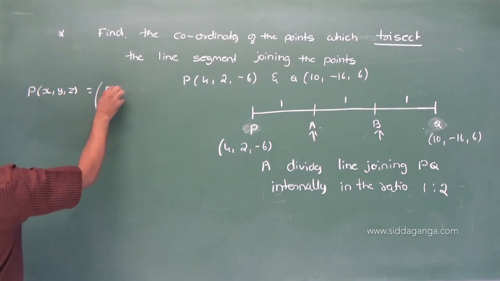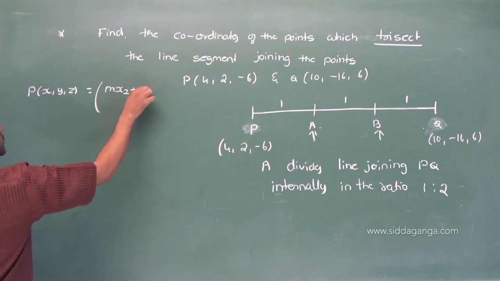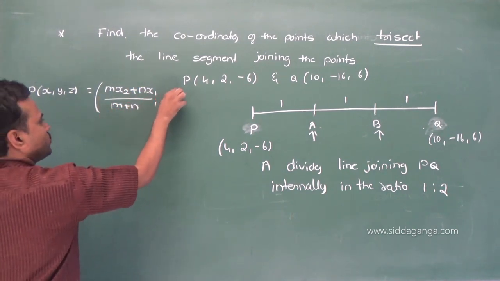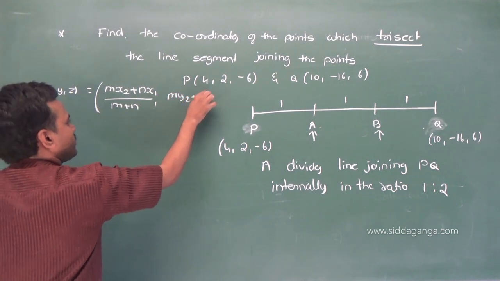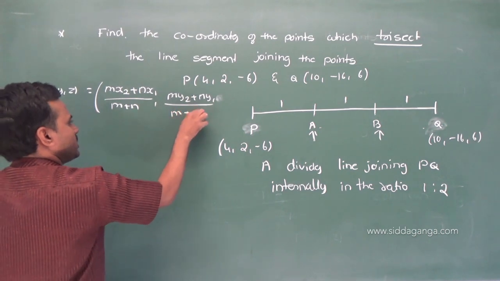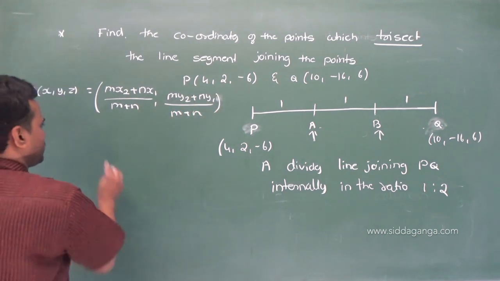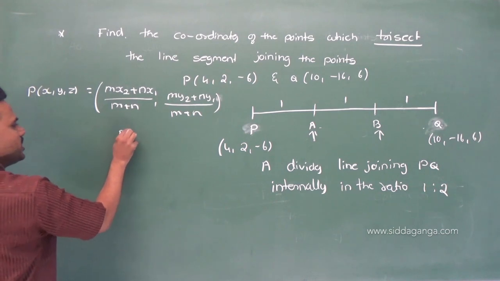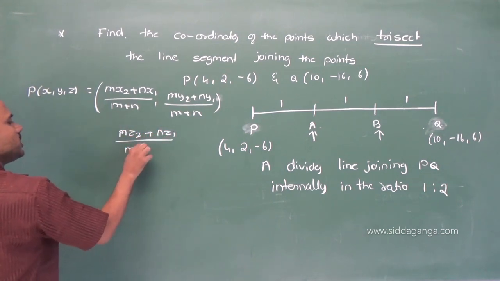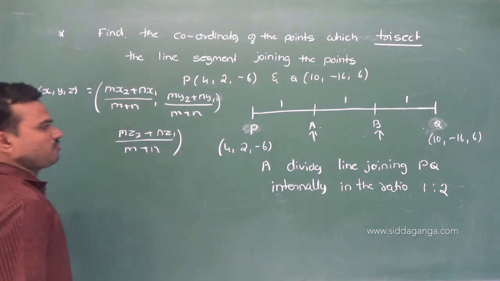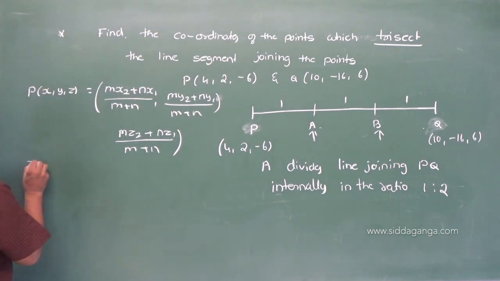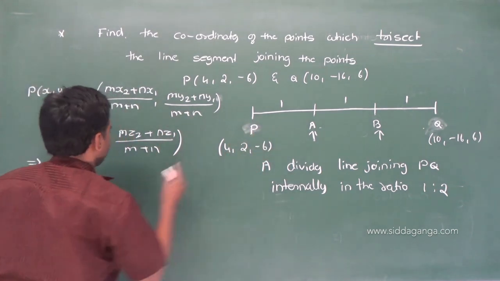P of x, y, z: mx2 plus nx1 divided by m plus n, my2 plus ny1 divided by m plus n. Similarly, the z coordinate, I have written here: mz2 plus nz1 divided by what? m plus n. Section formula for internal division. That implies, instead of P, we write the A coordinate.